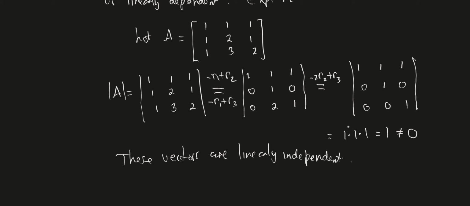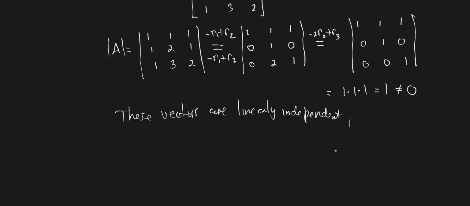And that's because what this means is our matrix has an inverse, and once your matrix is invertible, then any linear system with that coefficient matrix has to have a unique solution. All right, let's look at the second example.